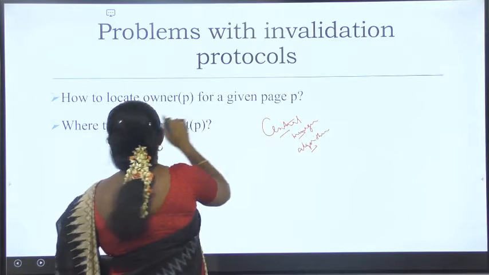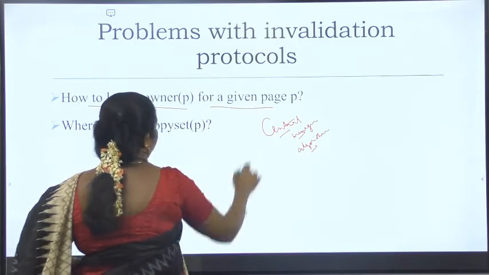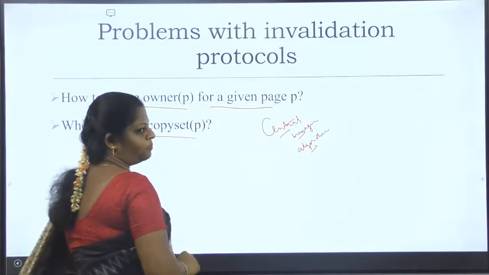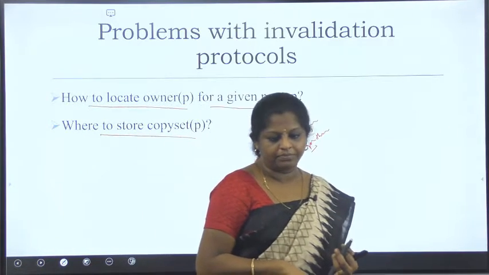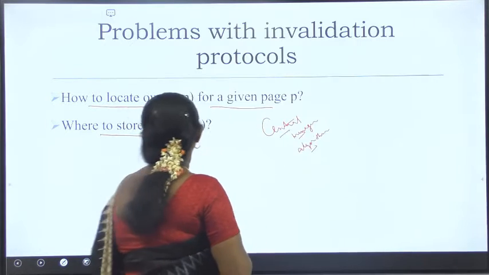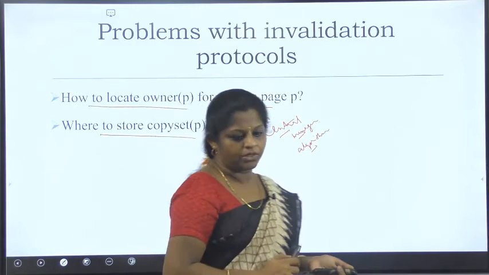So see here, what are the questions? The first question is how to locate the owner of P for the given page of P, and the second is where to store the copy set of P. So these are the two questions that arise. First one is how to locate the owner of P for the given page of P.